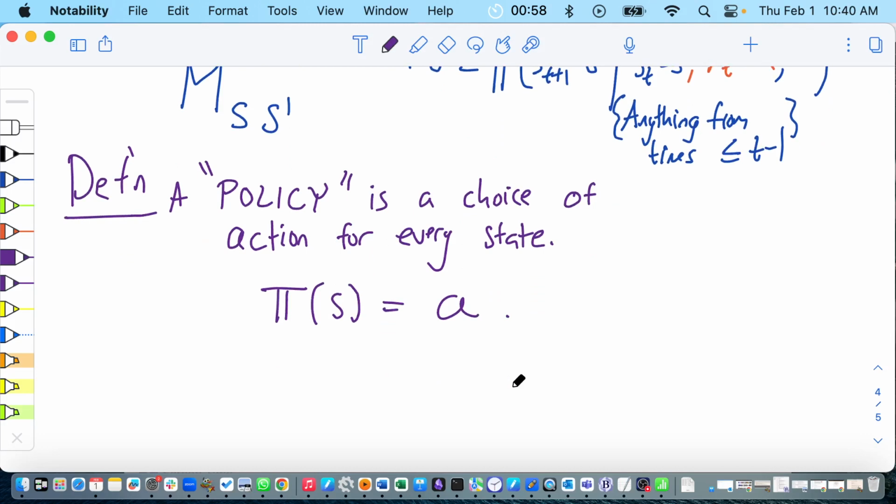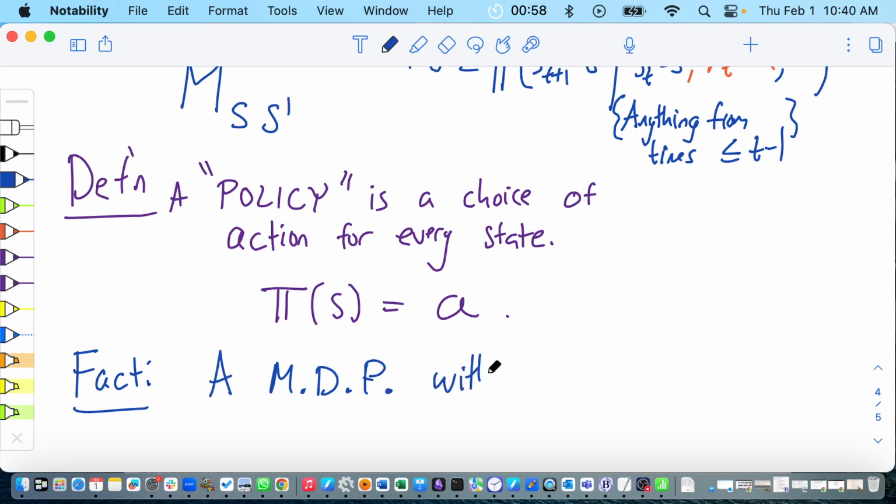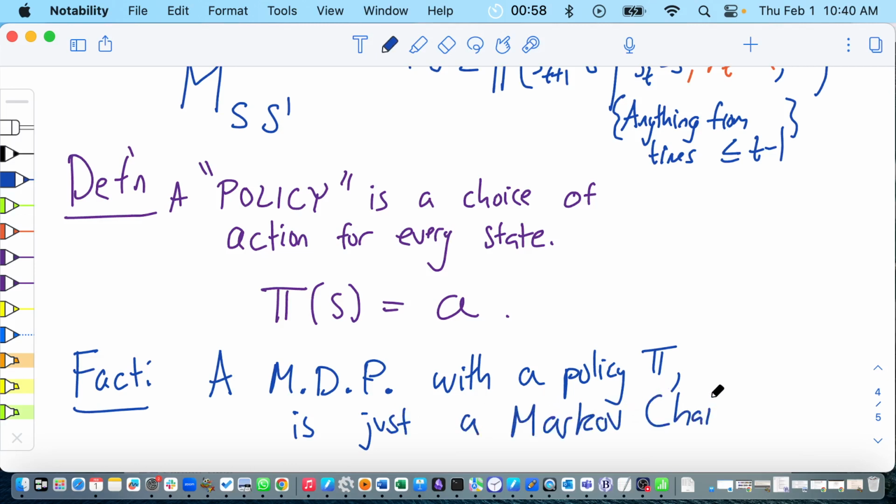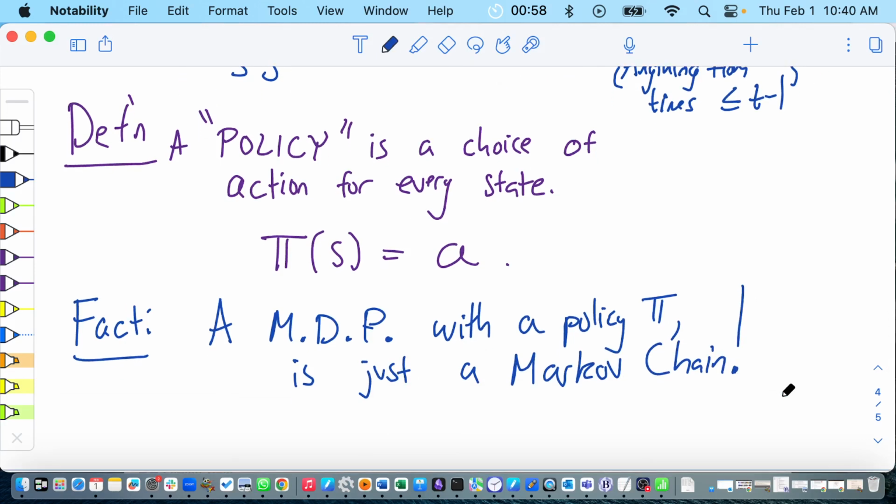And here is the fact that is nice. A Markov decision process, also called an MDP, with policy pi, once you fix a policy pi, is just a Markov chain. So why did I spend the first few weeks of the course just talking about Markov chains? Because once you have fixed a policy, your Markov decision process, where you in principle could choose any actions, once you nail down those actions, it really is just a Markov chain.